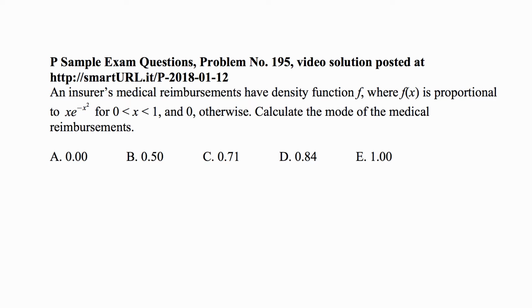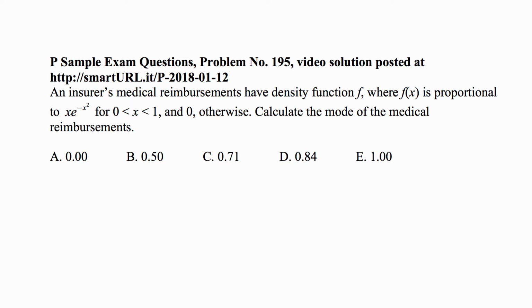So please note that we know that the density is a certain constant times x times e to the minus x squared for the values of x between 0 and 1, and the density is 0 otherwise. The mode is the point where the density reaches a maximum. Obviously, the mode cannot happen anywhere but for x between 0 and 1.